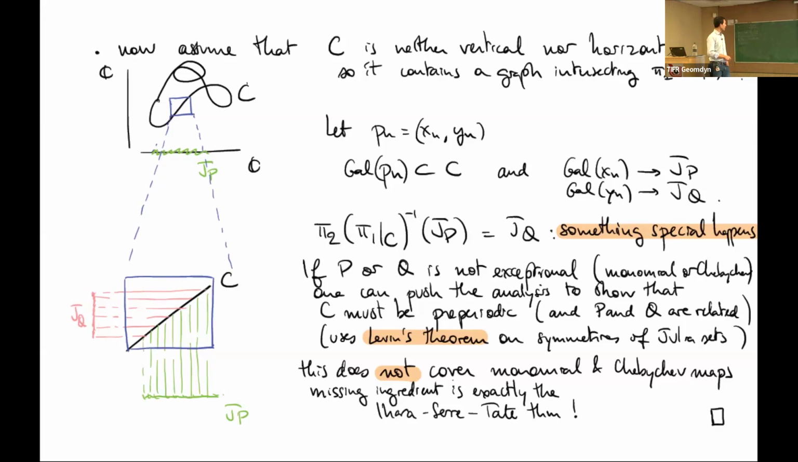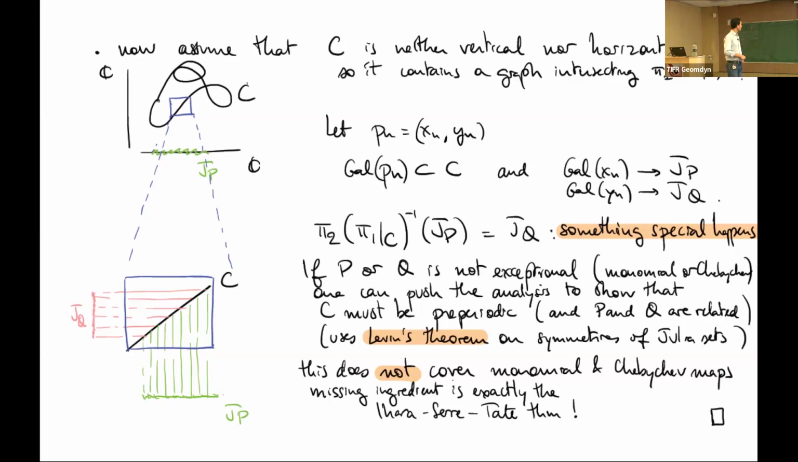So when you project here, you will see the whole Julia set of P, and when you project here, you will see the whole Julia set of Q. So it means that the Julia set of P and the Julia set of Q are related by this holomorphic graph. And then you know that something special happens. This is not supposed to happen unless P and Q are very special. So this is the key. Actually, you can push this analysis further, and you can go all the way to the fact that this curve C must be preperiodic.